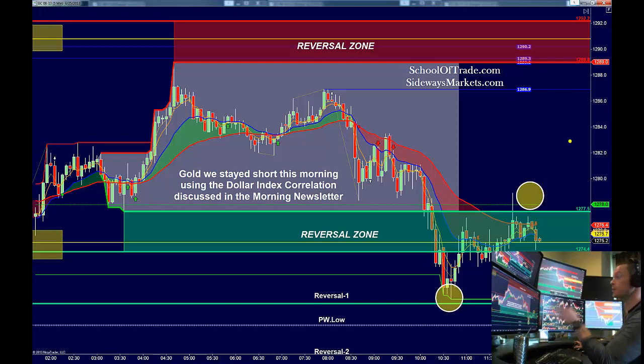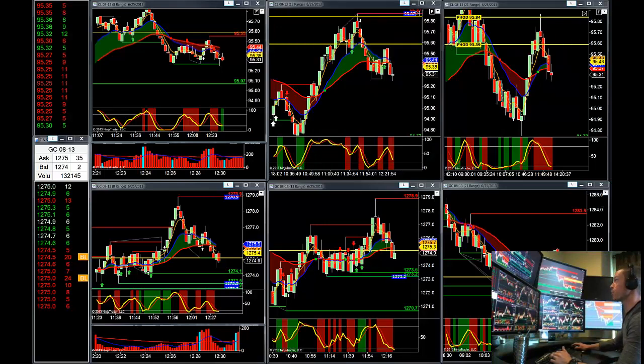Again, this morning we used the dollar index correlation. It was typed up in the morning newsletter and printed out before 8 o'clock. That way you knew exactly how to trade gold this morning. All you gold traders out there staying short on gold, you did some great profit this morning.